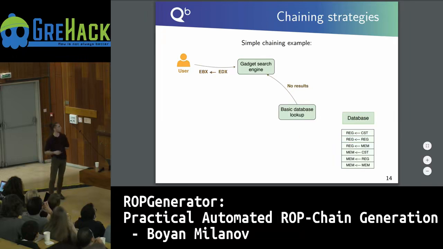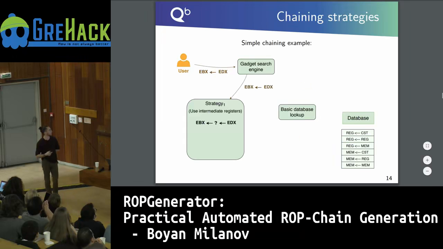So the basic lookup method said, I didn't find any gadget that can do that. So the search engine will try to use one of its strategies. Here, we will try to use an intermediate register. So put EDX in some gadget and then transfer this intermediate gadget into EBX.